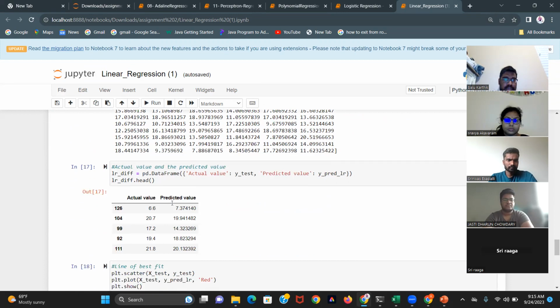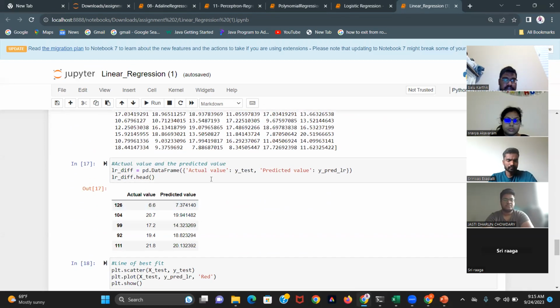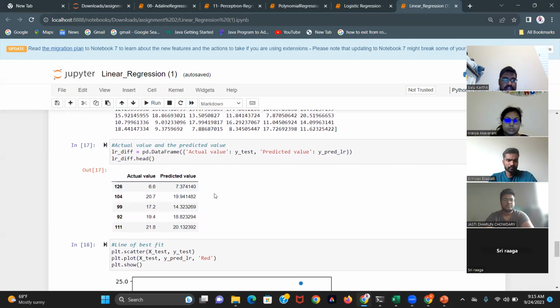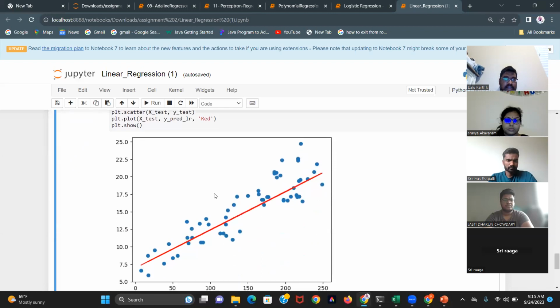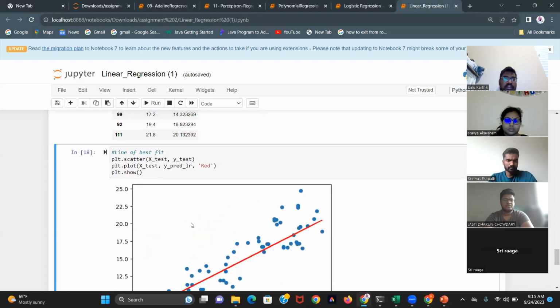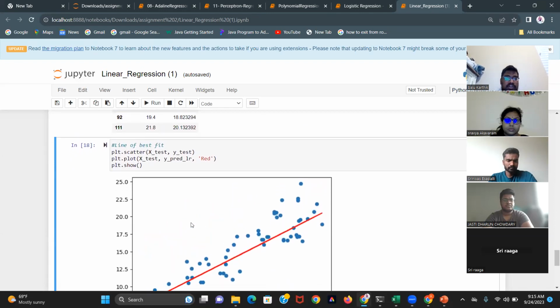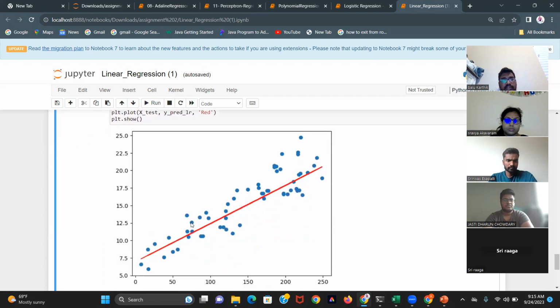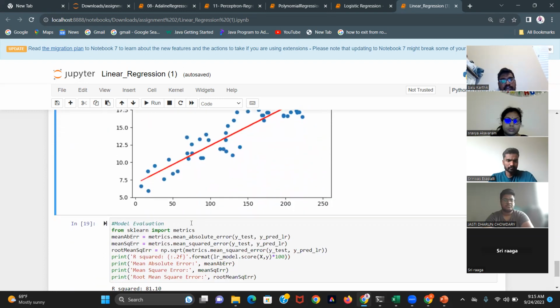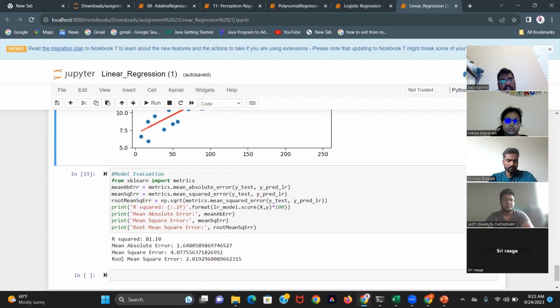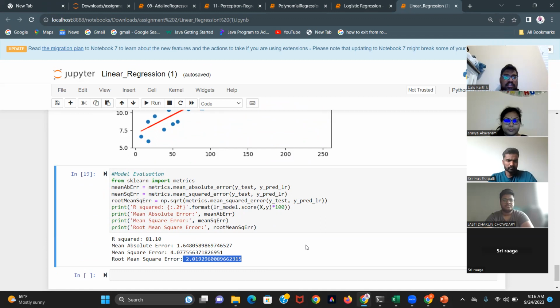And these are the actual and predicted values for our dataset. It shows the scatter plot with the line of best fit for the data points in the dataset. These are the mean absolute error and mean squared error results we got here in the model evaluation. That's it.